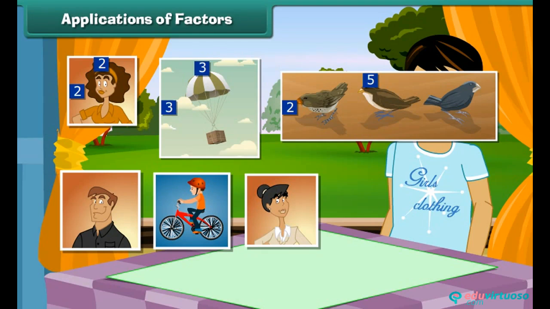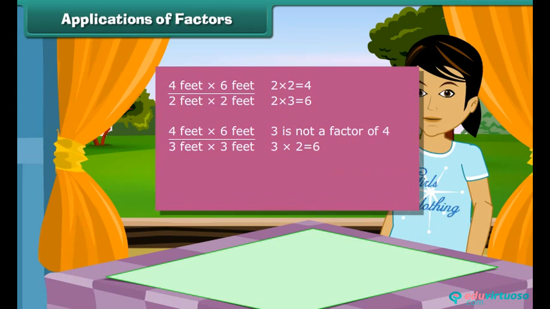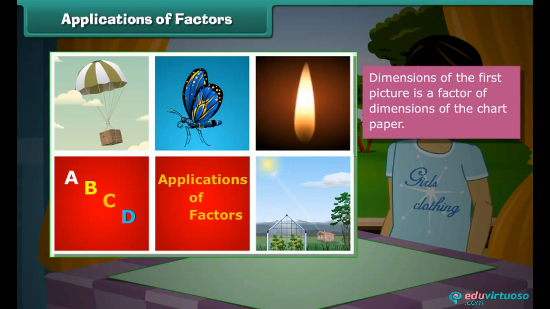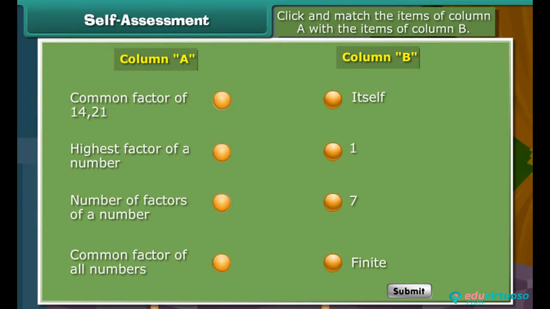Let us check if the dimensions of the pictures are factors of the dimensions of the chart paper. Dimensions of the first picture is a factor of dimensions of the chart paper. Therefore, Prerna can paste pictures of dimensions 2 feet by 2 feet on the chart paper without cutting. Self-assessment. Click and match the items of column A with items of column B.